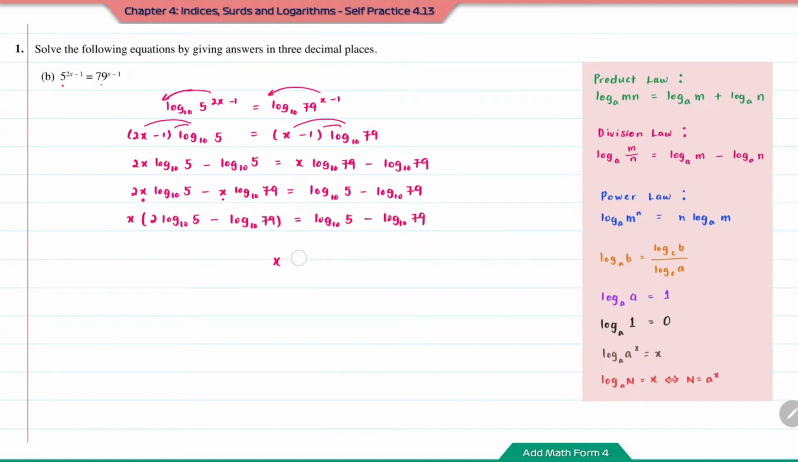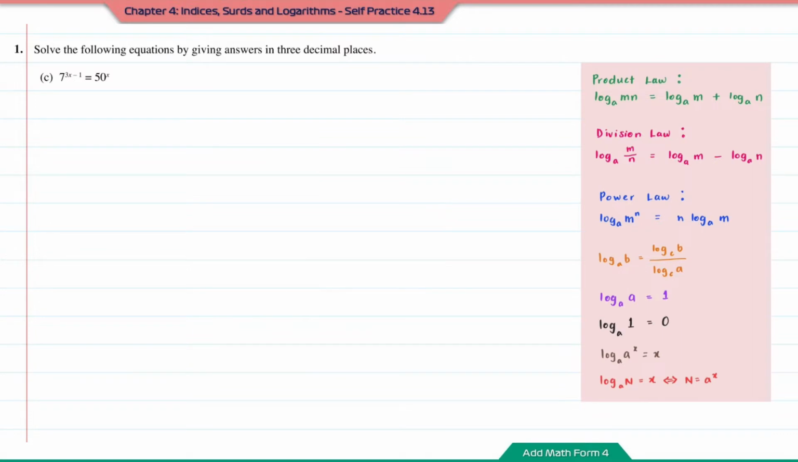To find the x, it will be log base 10 of 5 minus log base 10 of 79 divided by 2 times log base 10 of 5 minus log base 10 of 79. So this part, just solve it using your calculator and you'll find the answer for the x is 2.399.